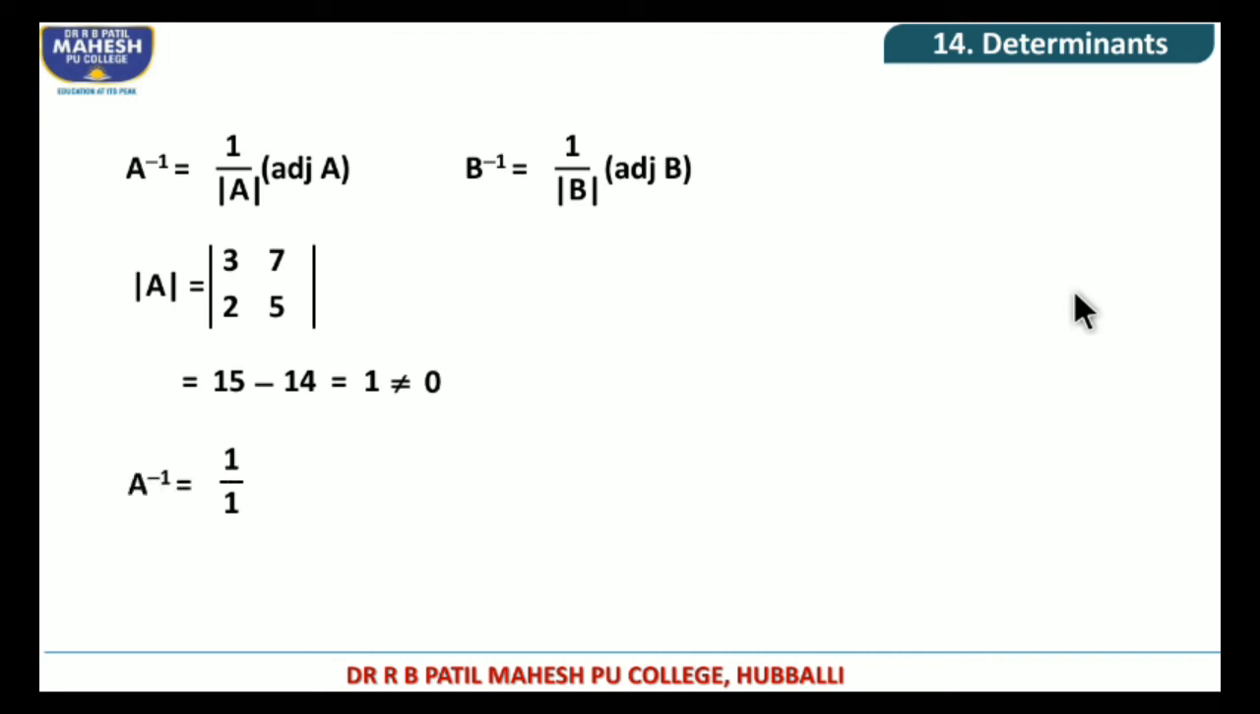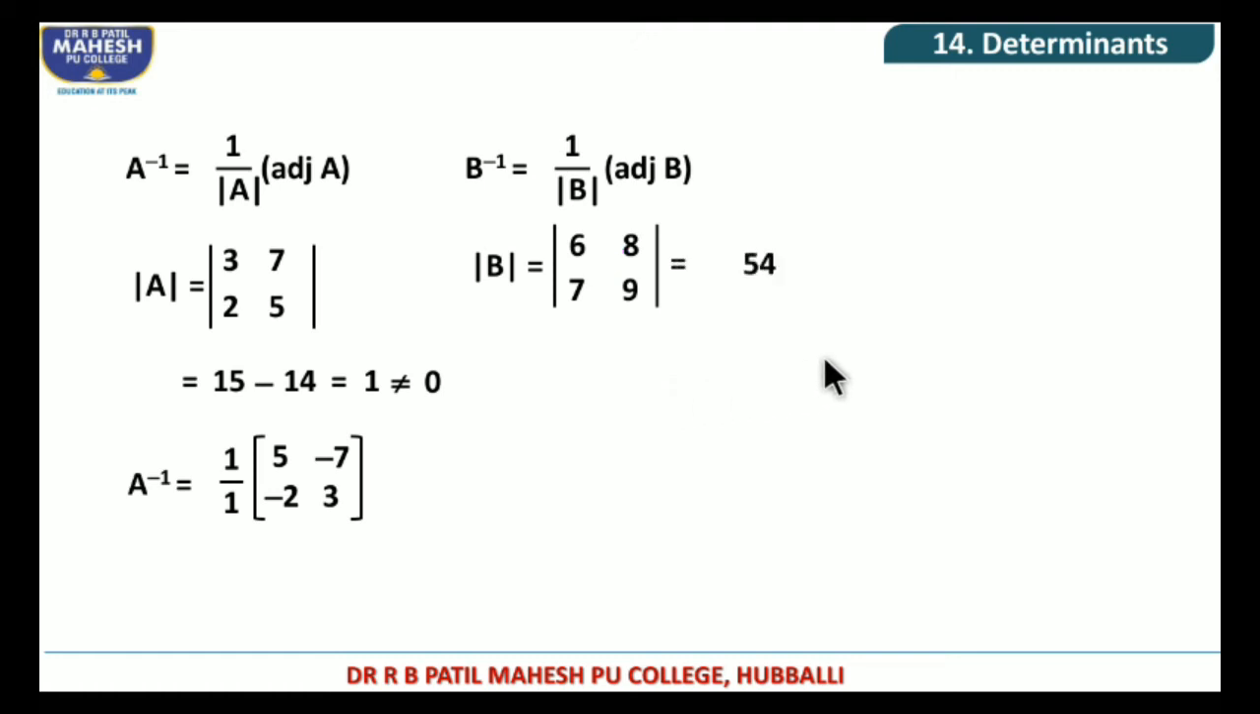Therefore, A inverse is 1 by determinant of A, which is 1 by 1, into adjoint of A. Again we interchange these two and change the signs of these two. Therefore, we have 5, minus 2, minus 7, 3. And now we can find the value of the determinant of B. We have 6, 8, 7, 9. So 6 into 9 is 54, minus 7 into 8 is 56. Therefore, the difference will be minus 2, which is not equal to 0. We can find B inverse.